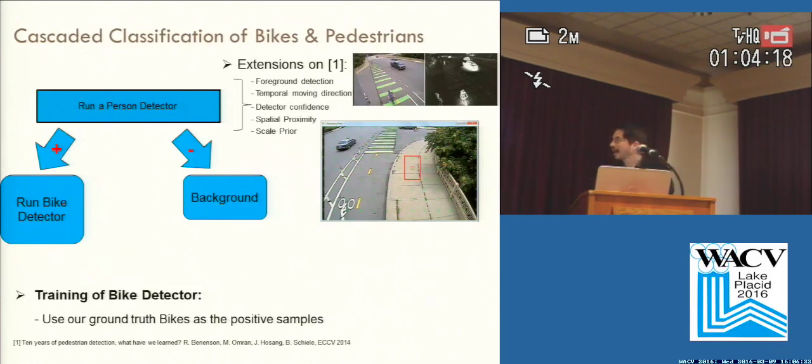So by adding some new cues to the second stage of the state-of-the-art pedestrian detector, we extend that method. These cues are foreground detections, temporal moving direction, detector confidence score, spatial proximity, and since we are using stationary camera data, we can also use some geometric scale priors.